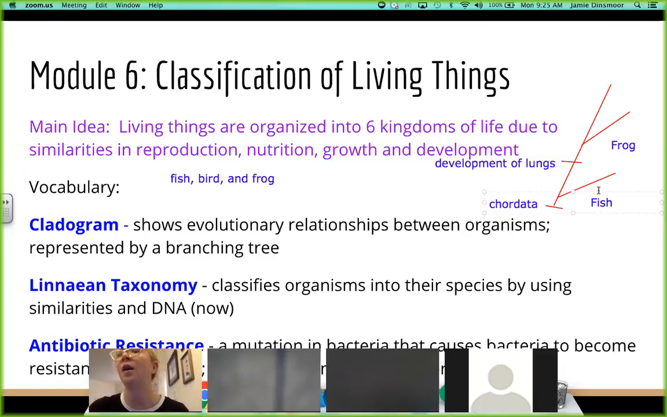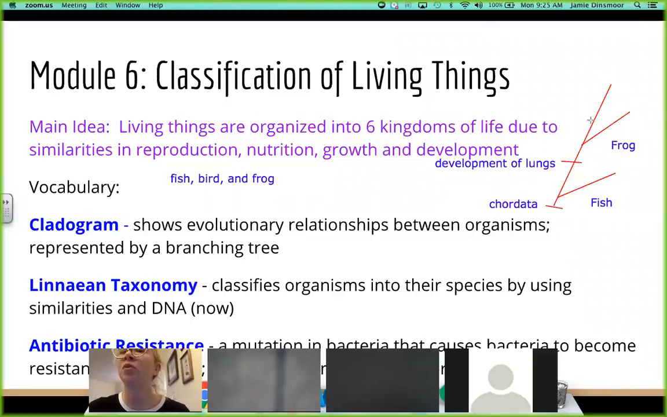So chordata, first thing we have is fish, right? Development of lungs, we have a frog. Then we could pick anything. That's what makes these cladograms hard, is that there's not technically a right answer necessarily. It's like a hypothesis. And not only that, but as long as your argument makes sense, you can organize it in a lot of different ways, right? Usually there's a better way to do it, but it's not necessarily wrong.